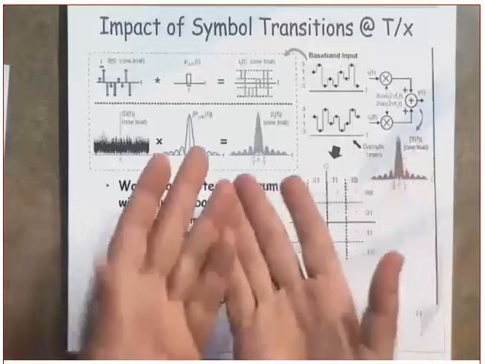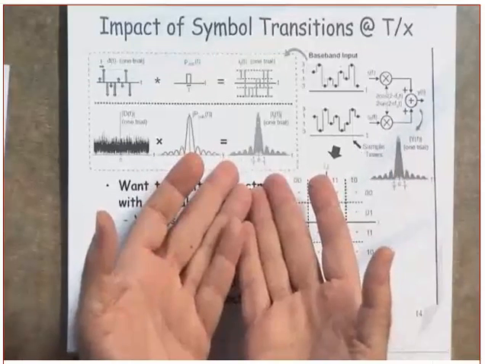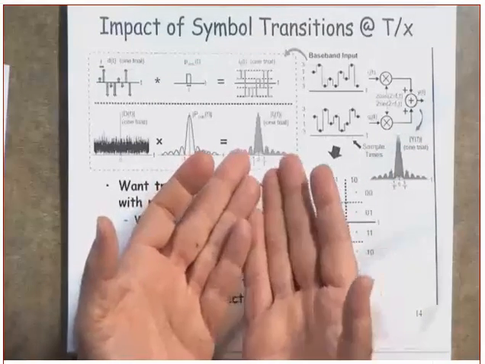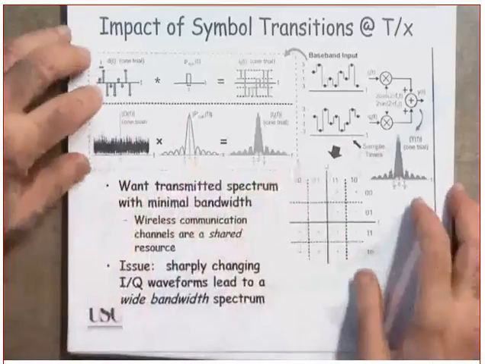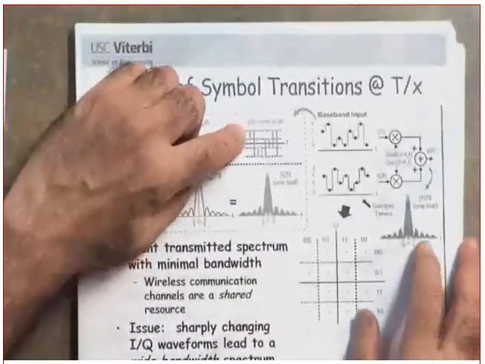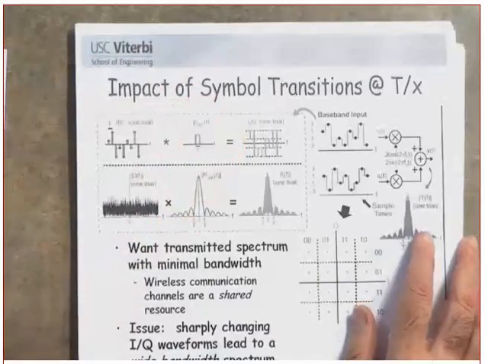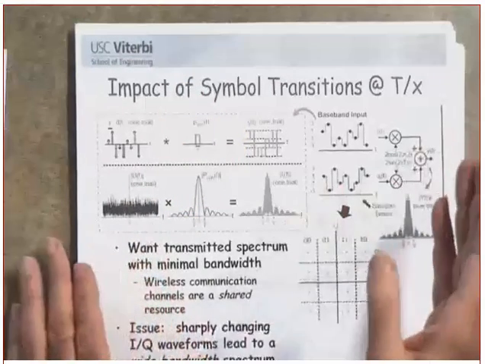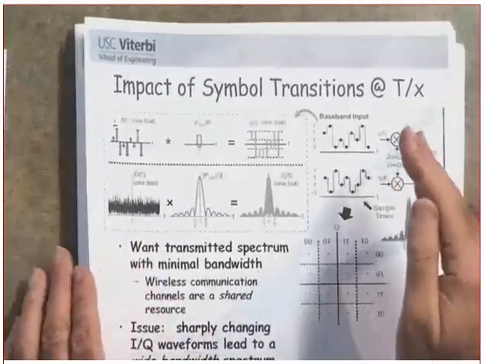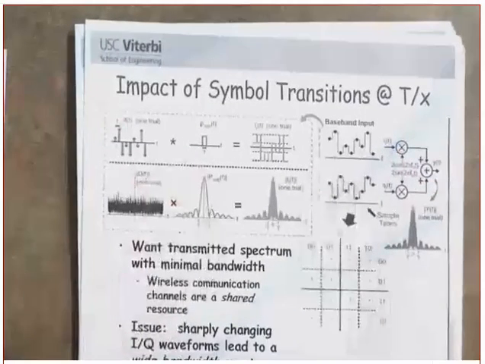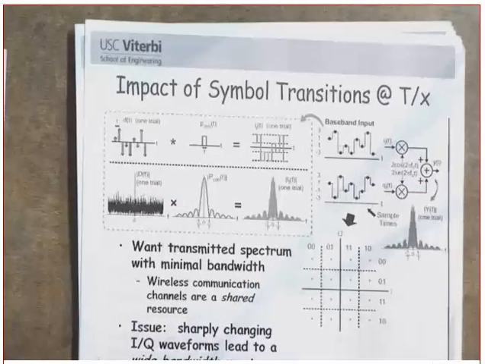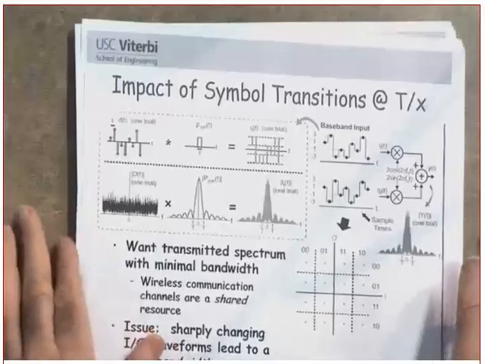Now, one more time. Why did we end up with this kind of spectrum? We ended up with this kind of spectrum because the signal was changing abruptly. Every time you look at the signal in the time domain, if it is changing fast, that means in the frequency domain, you are going to get high frequency components. Clear?